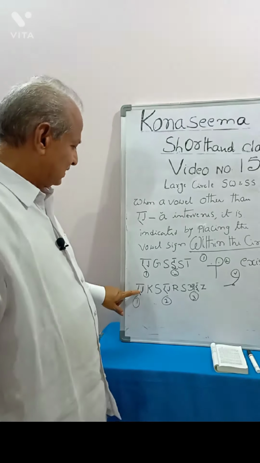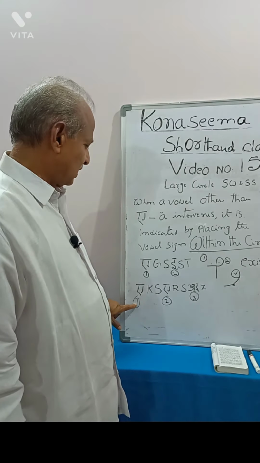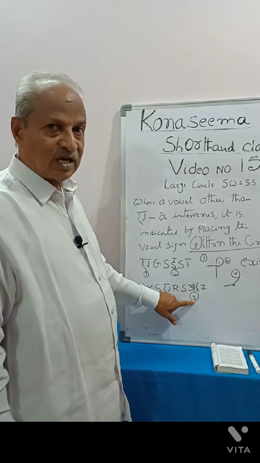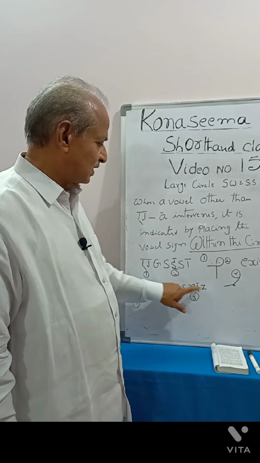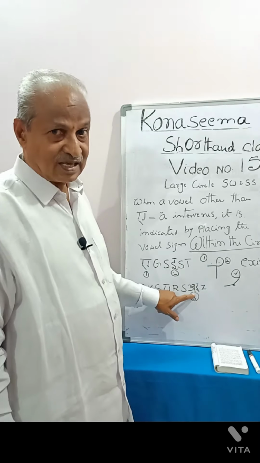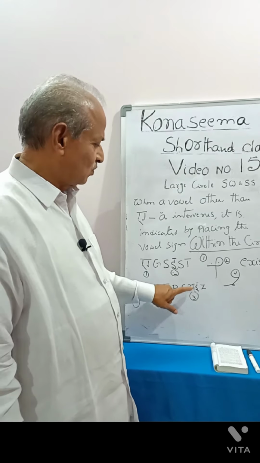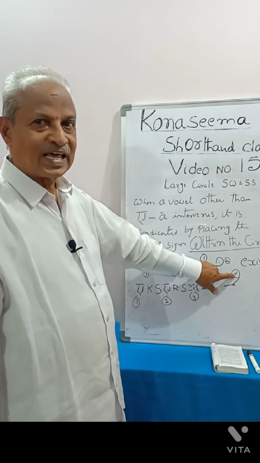Exercise. Here, three vowels are there. A, second A, this is diphthong I. So this I between S and Z, this diphthong is coming, other than A. That's why we have to indicate this I within the circle.